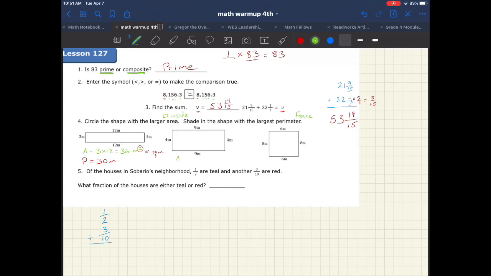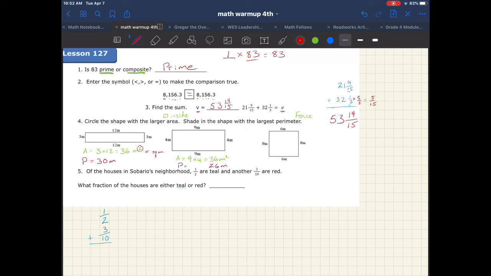Okay, this next one, the area is 9 times 4, 36 square meters. My perimeter is 4 plus 9 plus 4 plus 9. I believe that's 26, right? Let me see, 9 and 4 is 13. 13 plus 13, yes, is 26. 26 meters. So far we have a tie for area, and the first one has a bigger perimeter.